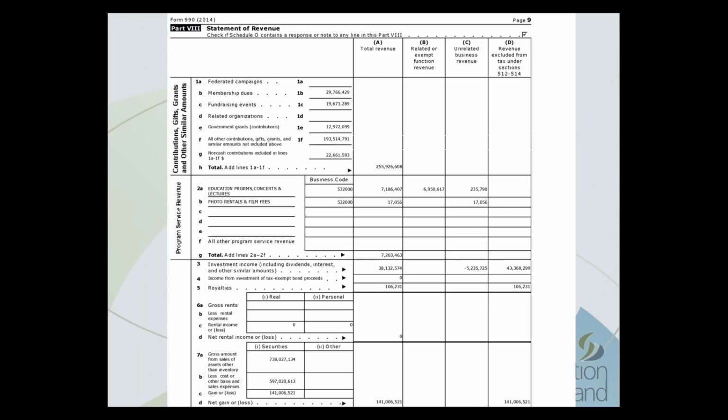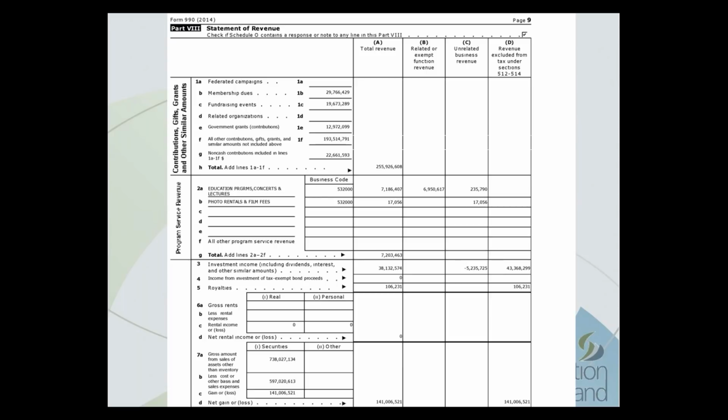Royalties, 106,000. And then at the bottom of the page here, line 7 is very interesting to me because they list securities that they sold of $738 million and netted $141 million. So this organization had some financial difficulties that they addressed by selling securities, stocks and bonds, and the net for that was fully a third of their total revenue for the year.